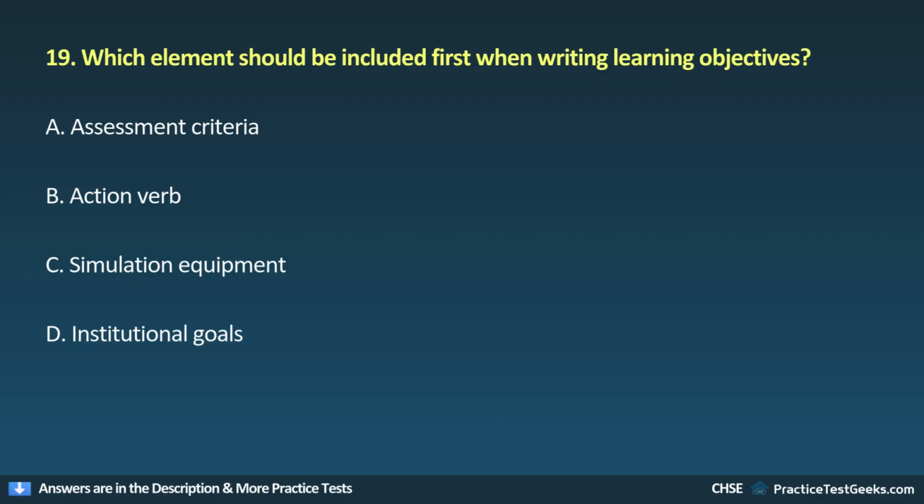19. Which element should be included first when writing learning objectives? A. Assessment criteria. B. Action verb. C. Simulation equipment. D. Institutional goals.